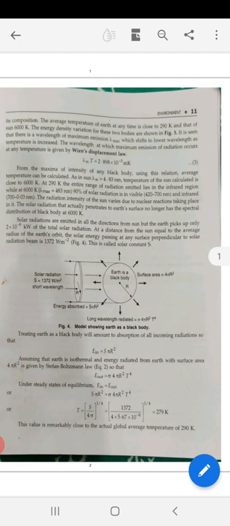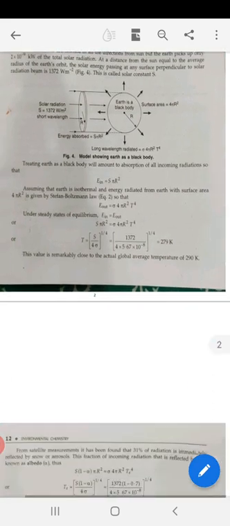Pi cancels with pi, r square cancels with r square, then T comes out to be (S/4σ) raised to the power 1/4, which is equal to (1372/(4×5.67×10⁻⁸)) raised to the power 1/4, and comes out to be 279 K. This value is remarkably close to the actual global average temperature of 290 K.